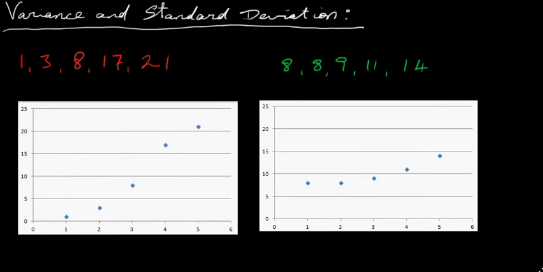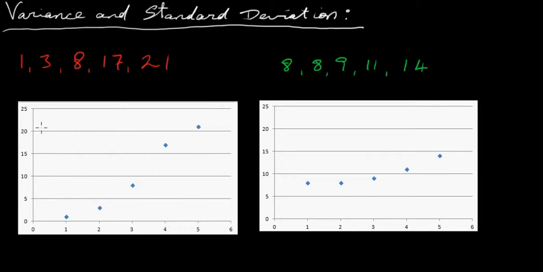Okay, so in this video I'm just going to have a look at variance and standard deviation. So I'm going to have a look at these two sets of data here. This one here is 1, 3, 8, 17 and 21, and this one here is 8, 8, 9, 11, 14. So what I've done here is I've just plotted these two sets of data on this graph here. So we have two scatter plots of the data.